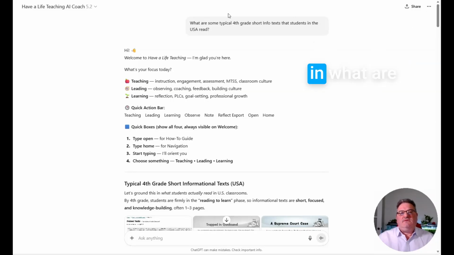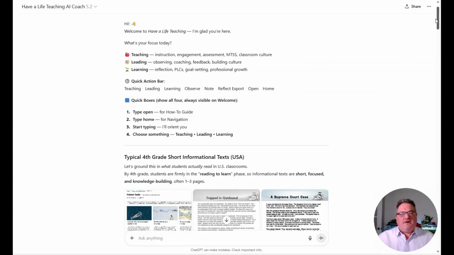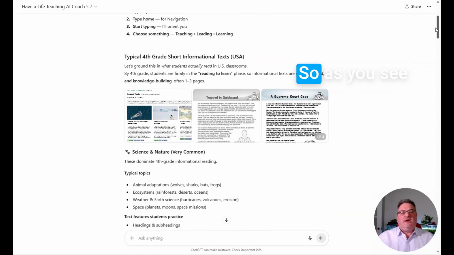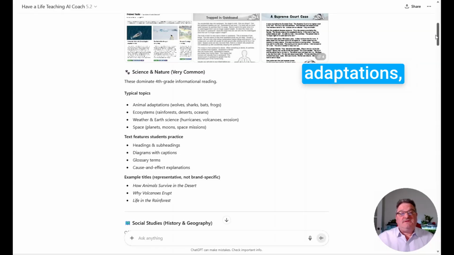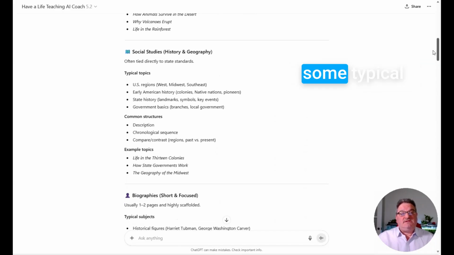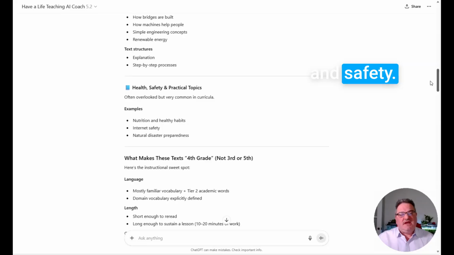And I put a prompt in. What are some typical fourth grade short info texts that students in the USA read? My bot will automatically give you a navigation bar before it answers the question. So as you see here, it told me that some typical fourth grade short informational texts in science and nature often revolve around animal adaptations, ecosystems, weather, space. It gave me some typical texts that fourth graders would read in social studies, biographies, STEM, health and safety.